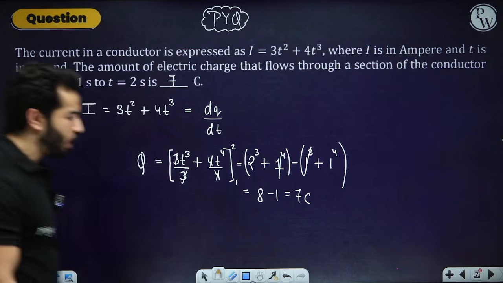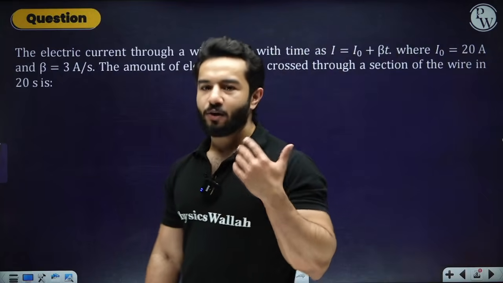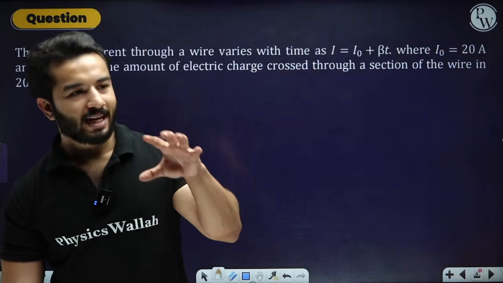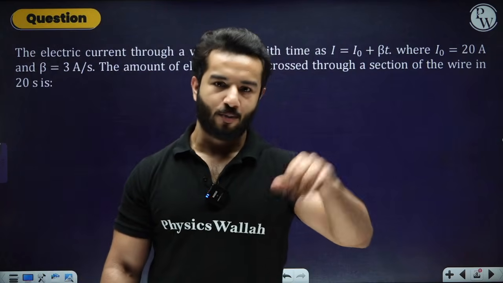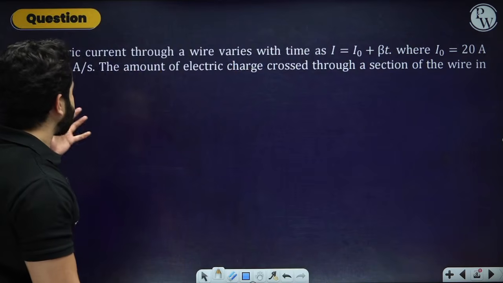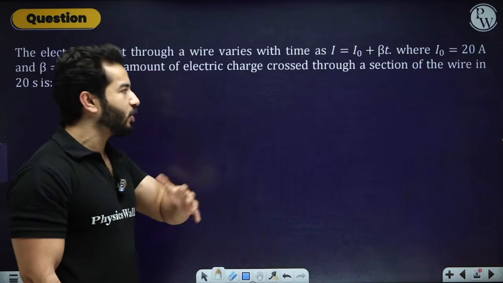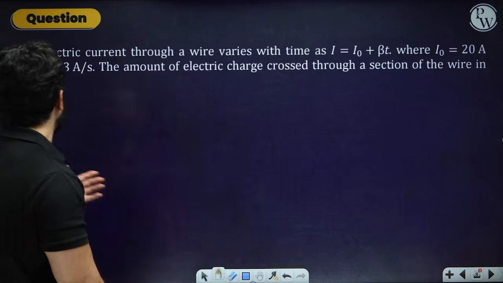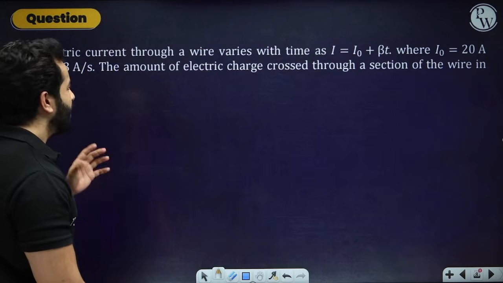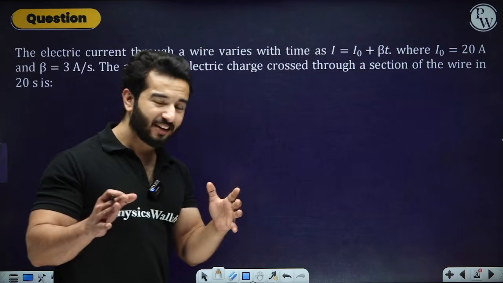Now let's move on to the next one. Also, I'll try to give you some homeworks as well. Please write down those answers in the chat box, right? The next question says the electric current through the wire varies with time as I equals I naught plus beta t, where I naught is 20 ampere and beta is 3 ampere per second. The amount of charge flown through this in 20 seconds is. Can I give this question in homework?